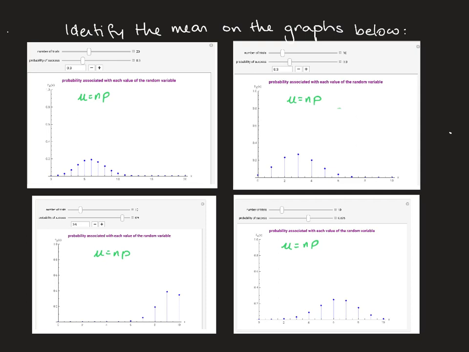So have a go with these graphs here. You can see the number of trials at the top here and the probability of success, and see if you can visually pick out roughly where it will be, and then I'll let you know what the answers are. So take a second to see if you can visually guess where it will go. How did you go?